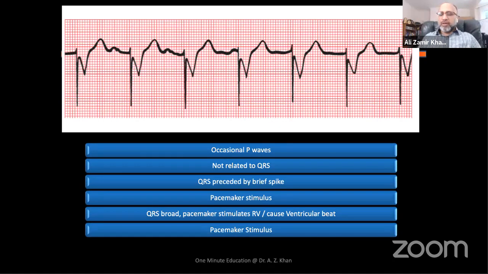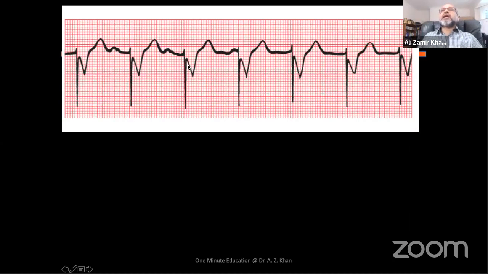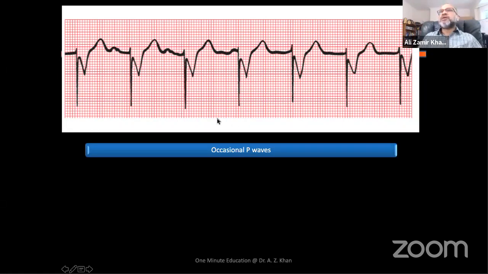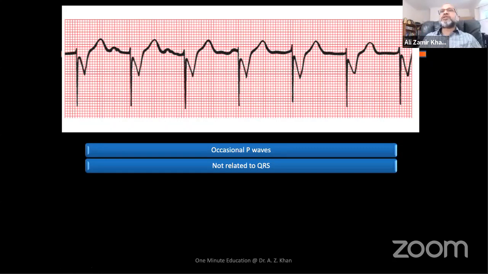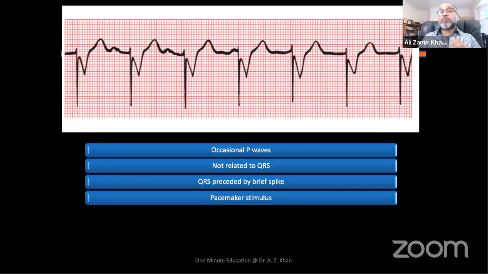What is this? Okay, sorry, let me just come here. Okay, so again, in this ECG, look what is happening here. The P is there, but something is spiking. Can you see that? These regular spikes, these are pacemaker spikes. So occasional P waves, not related to the QRS, but there is a QRS preceded by a brief spike. The spike is always indicative of a pacemaker. Okay, so the pacemaker stimulus is seen, and this is actually a pacemaker spike.